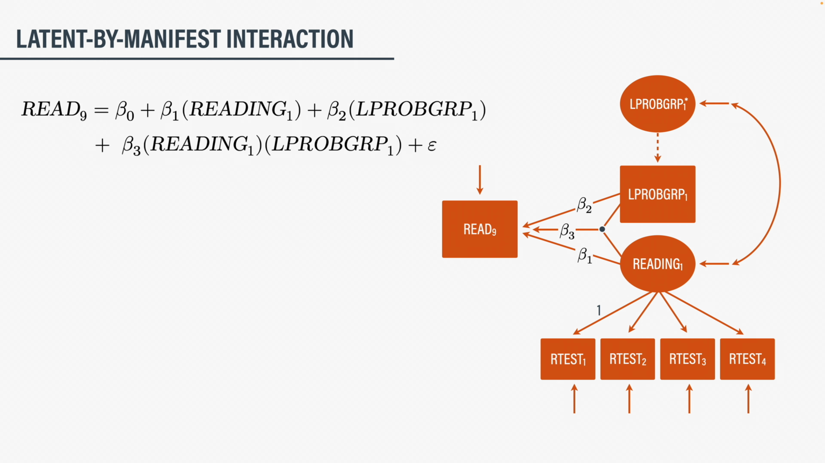This is the new analysis model both as an equation and as a path diagram. The probit regression model for the binary predictor is the same as before. We now have a reading latent variable with 4 indicators, and I've constrained the first loading to 1 for identification. By default, Blimp sets the latent variable's mean to 0. In the path diagram, the two arrows that converge into a single arrow represent the latent by manifest interaction.